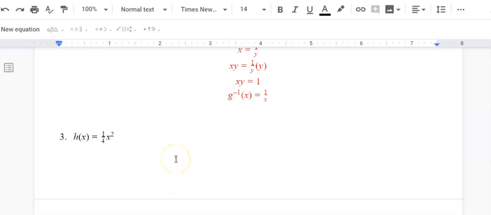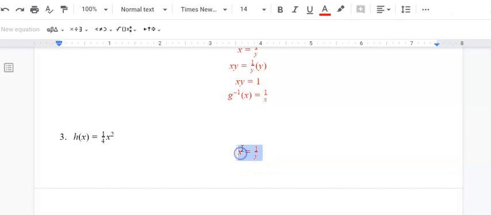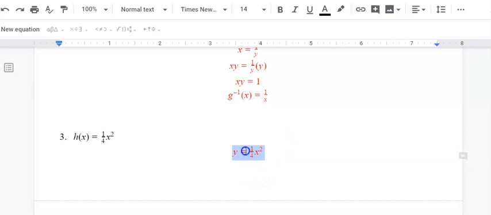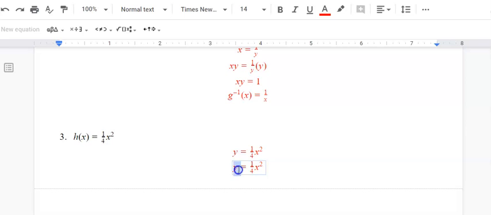All right, the next one, we have a parabola, which is a quadratic function. I'm just going to copy my last problem and type this in. So h of x will be y, so y equals 1/4. Using your fraction tool, you get 1 over 4 x squared. Shift 6 gives you an exponent. Now let's reverse the x and the y. So I'm going to copy this, and I'm just going to change the y to an x and the x to a y.